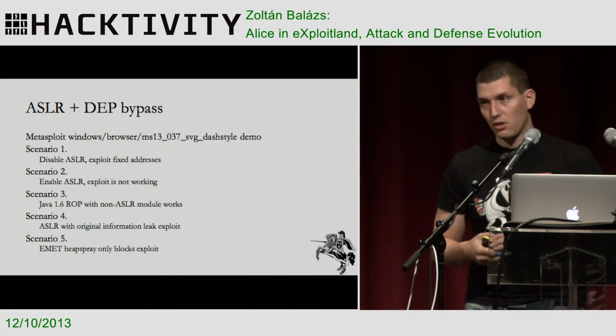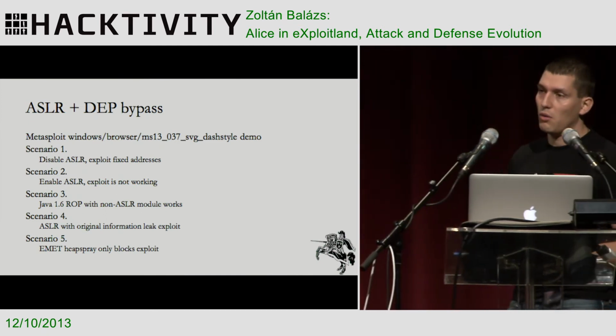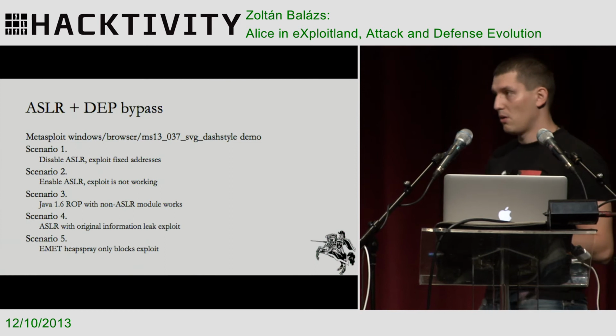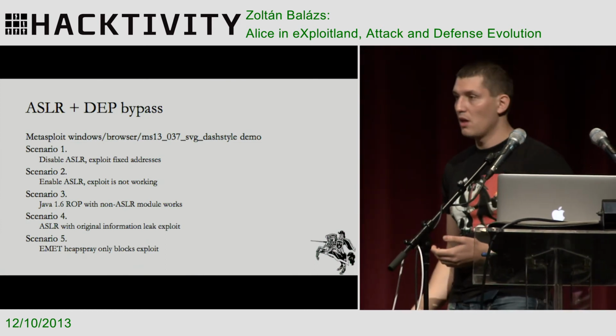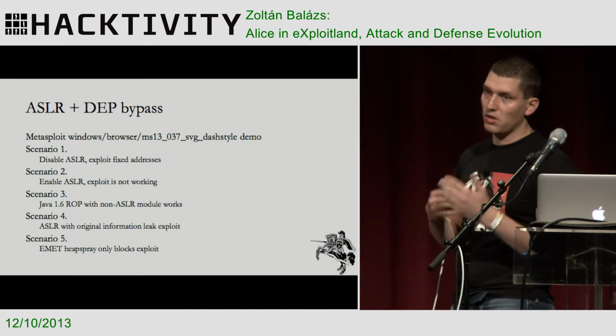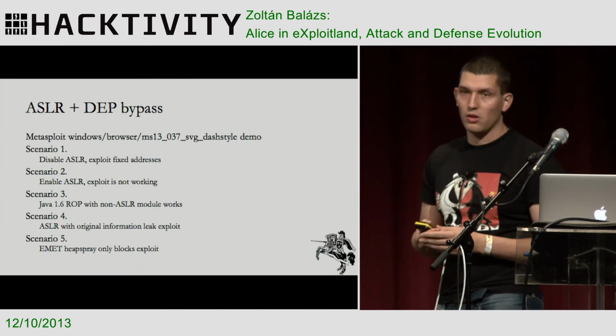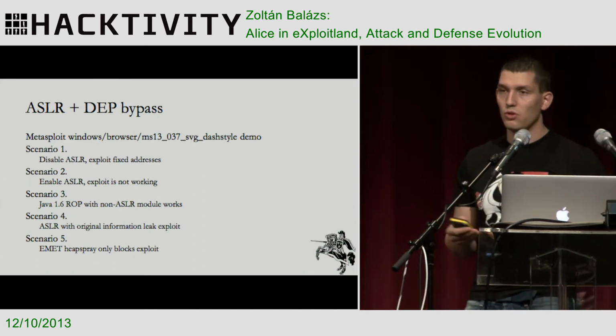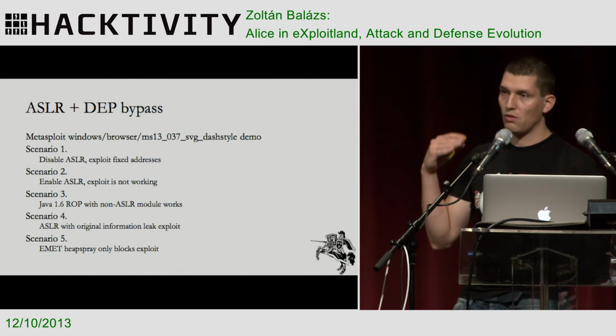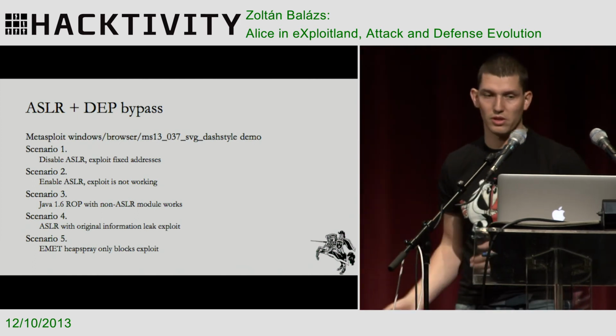And in the first scenario, I'm going to show you that I have disabled ASLR in my Windows 7 system, which means that there will be static addresses, and I have also modified the original Metasploit exploit module so that it will use just these fixed static addresses for the exploit.